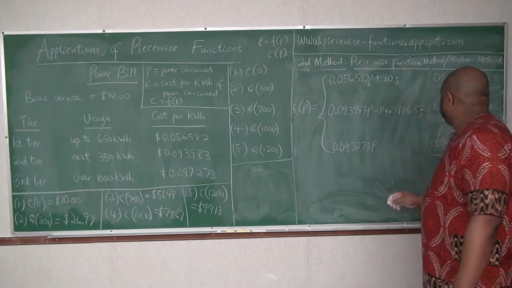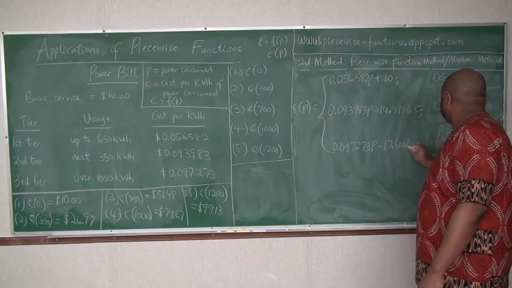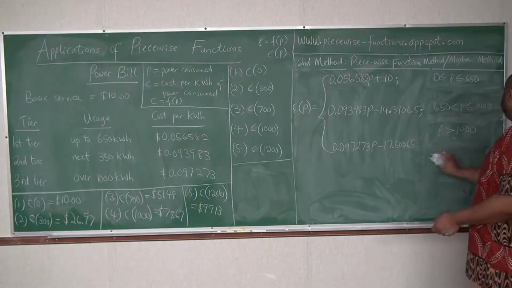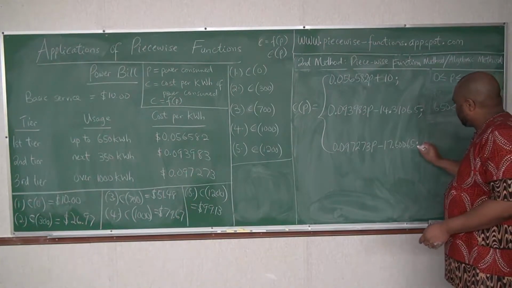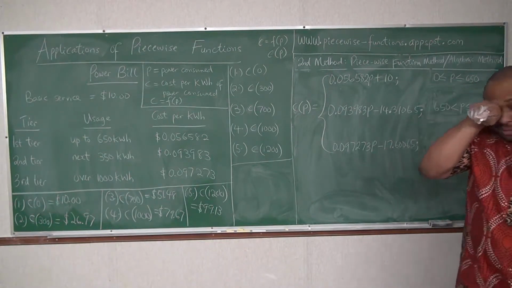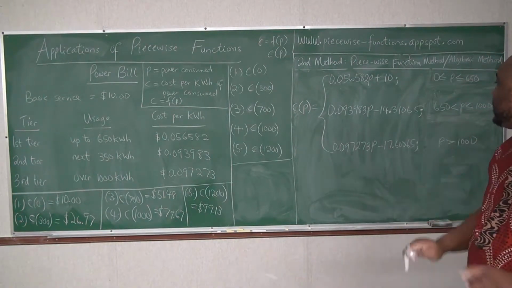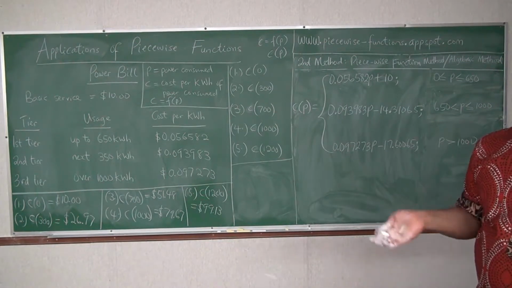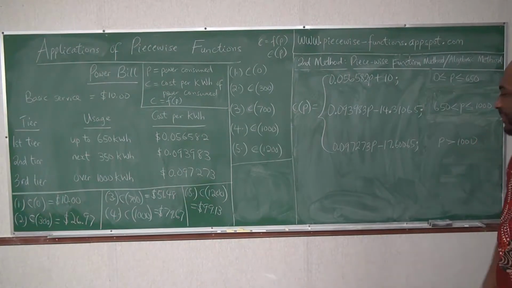0.097273p minus 17.60065 for p greater than 1000. Okay, and that's it. Now let's see. This is the piecewise function method. Let us now do everything again to verify our answers. Then we can call it a day.